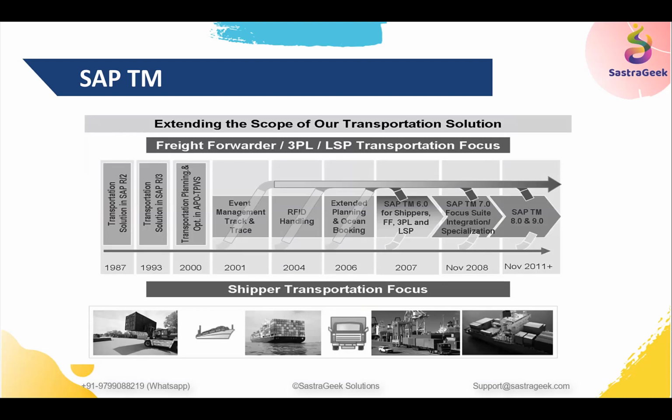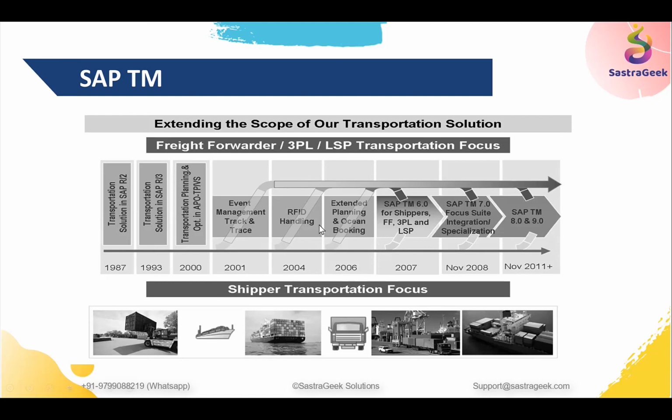So what was this transportation solution and what was its focus? When initially they started, it was very limited and it was only looking towards the shipper scenario. So what was a shipper? A shipper was actually a manufacturer whose main focus was manufacturing things, and they wanted just the transportation to be done with minimal effort. So that was the focus initially. So initially it was only that focus, and then more has been added.